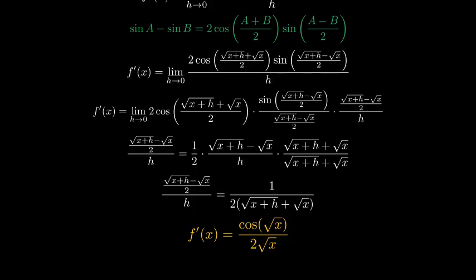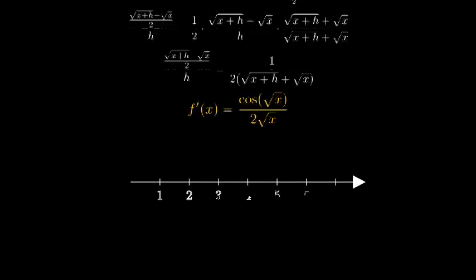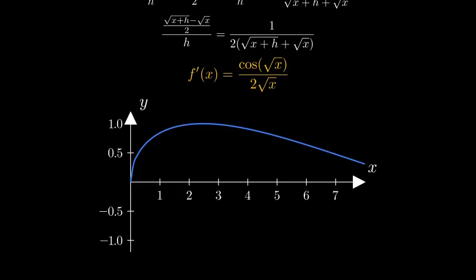Let's quickly visualize the original function. Here is the graph of y equals sine of square root of x for x greater than or equal to 0. Notice how it oscillates slowly at first, and then more rapidly as x grows.